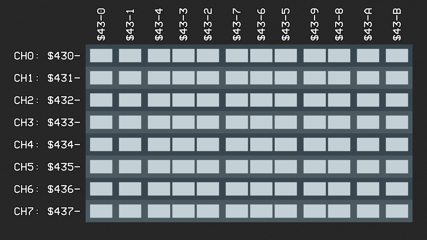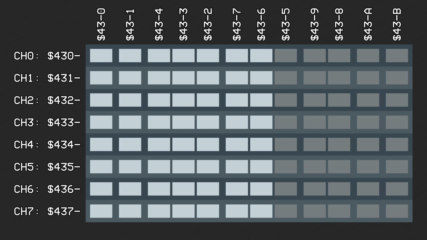The SNES has 8 DMA channels, which means 8 transfers can be prepared at once and then initiated sequentially one after the other. Each channel has 12 dedicated registers, 7 of which need to be populated with the DMA properties that explain how the transfer will work.